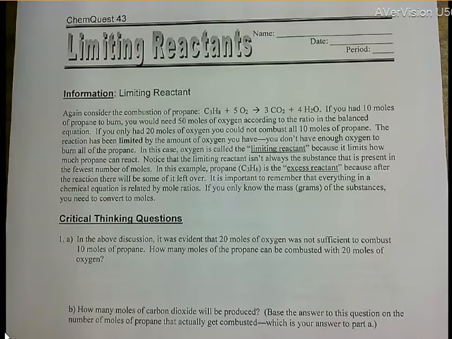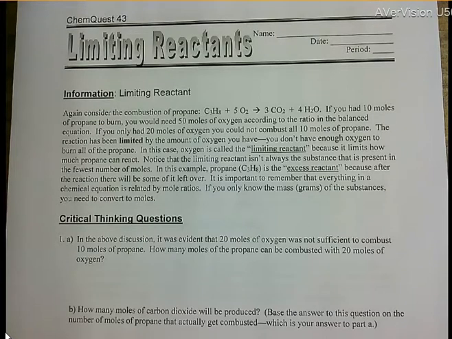Limiting reactant. Again, consider the combustion of propane. If you had 10 moles of propane to burn, you would need 50 moles of oxygen according to the ratio in the balanced equation. If you only had 20 moles of oxygen, you could not combust all 10 moles of propane. The reaction has been limited by the amount of oxygen you have. You don't have enough oxygen to burn all the propane. In this case, oxygen is called the limiting reactant because it limits how much propane can react.